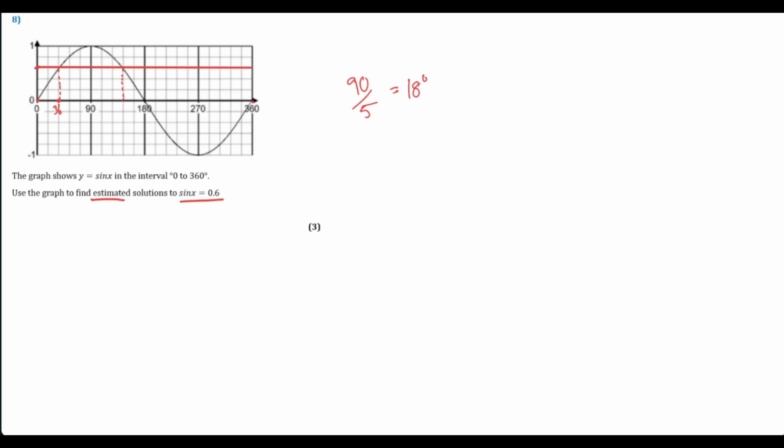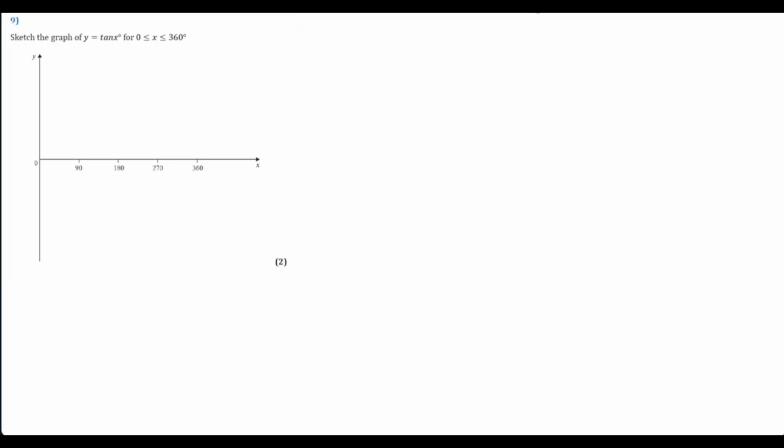And what we can do, if that distance there is 36, I can go backwards from 180. So I could do 180 take away 36, and this will give me my other angle. And those will be our two solutions. So this will be 144 degrees. So our two solutions are x equals 36 degrees and 144 degrees. And that's done.